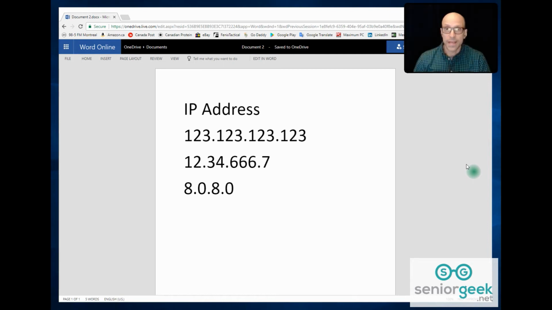What is an IP address? This time on seniorgeek.net. Good question, complicated answer, but we're going to break it down here for you. What does IP stand for? It stands for Internet Protocol Address.